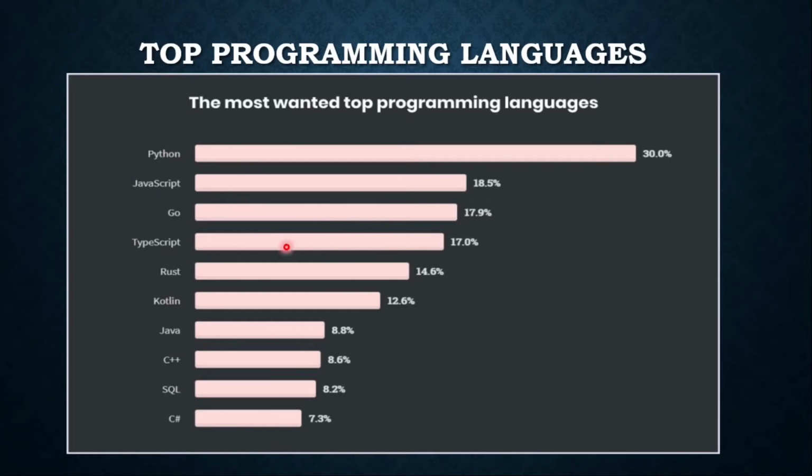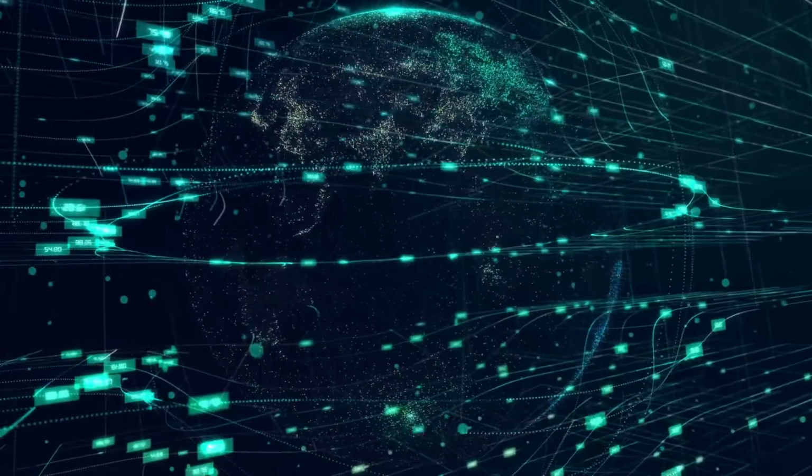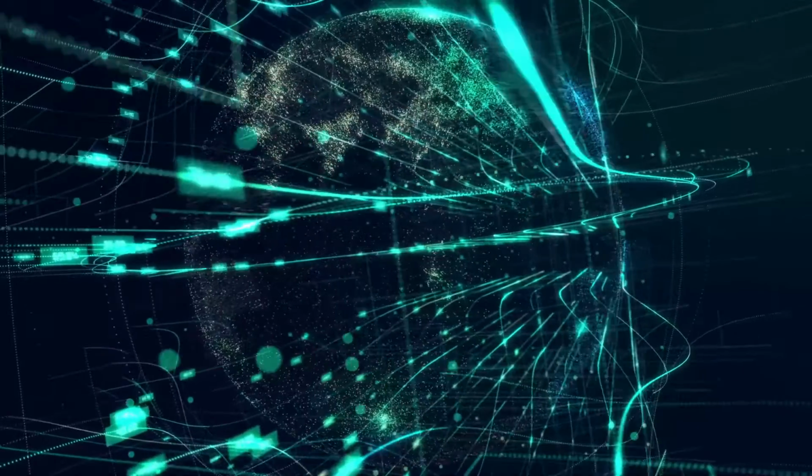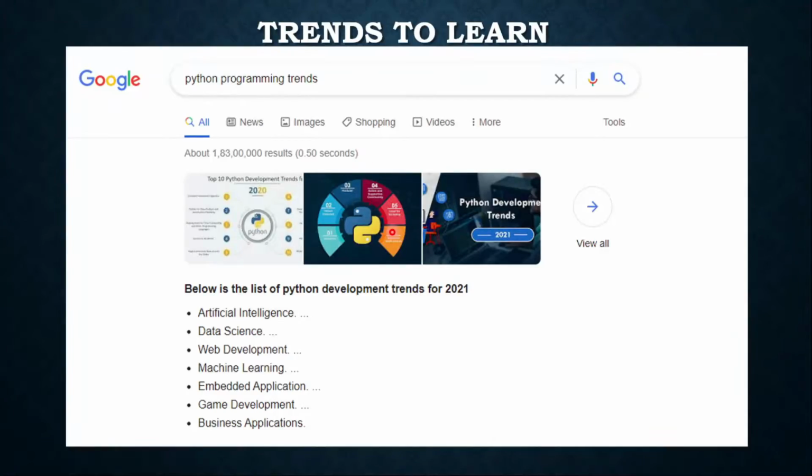Now you can see this graph. This graph shows the top programming languages nowadays. You can see Python is at the top, and then JavaScript and Go, then TypeScript, Rust, Kotlin, Java, and C++. So the top programming language nowadays is Python. If you see the trend of Python usage, you can see it in artificial intelligence, data science, web development, machine learning, etc. But you just learned the basics of Python.